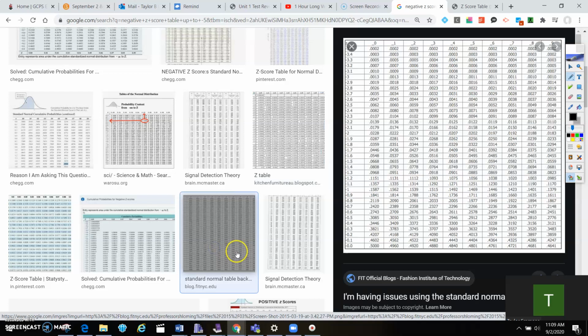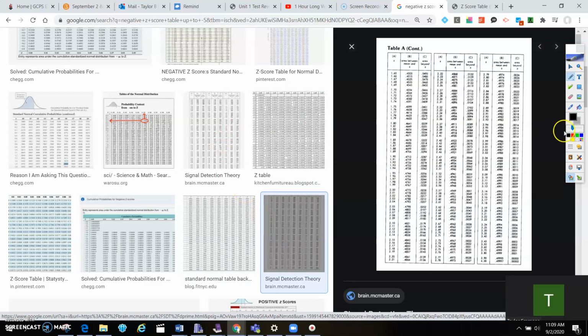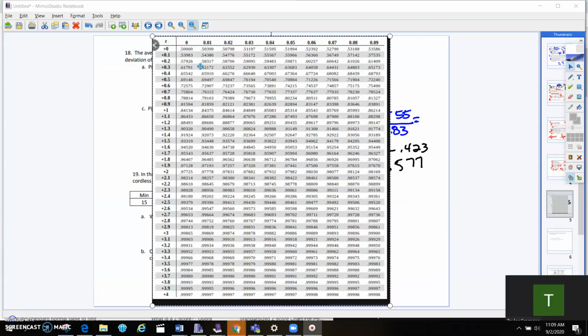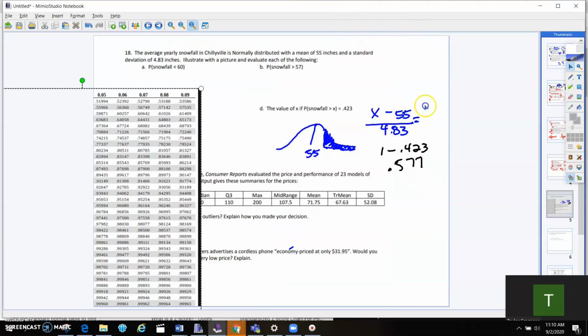So when we go back into that z-score table and we look for 0.577, so that's going to be roughly in here somewhere. So it's in between 1.9 and 2.0. So we're going to just say 1.9 for right now. Okay, and this is just going to give us a rough estimate. So when we solve, it'll help us out.